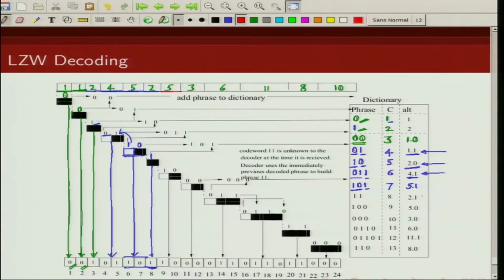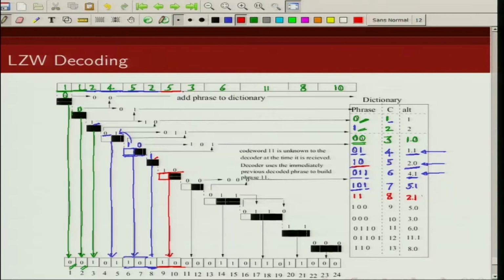Next, I decode 5. What is 5? 5 is 10. So this is decoded as 10. Now what is the innovation symbol? The innovation symbol is 1. The previous phrase is 1. So I add the innovation symbol here, and I am going to add 11 to my dictionary. That's code word number 8. And this can be written as the concatenation of the second code word with this innovation symbol, which is 1.